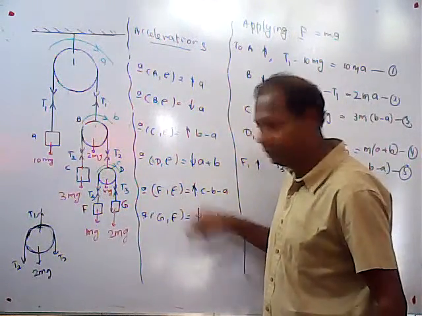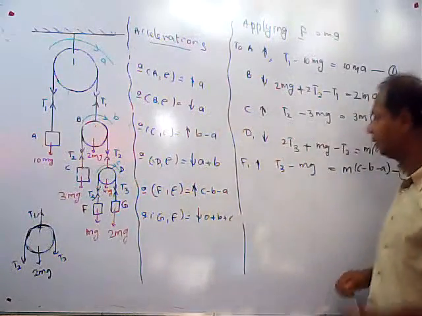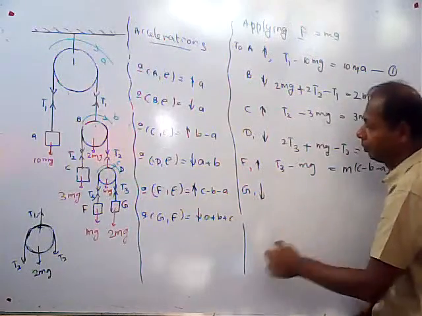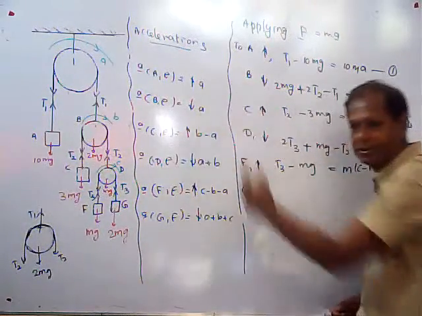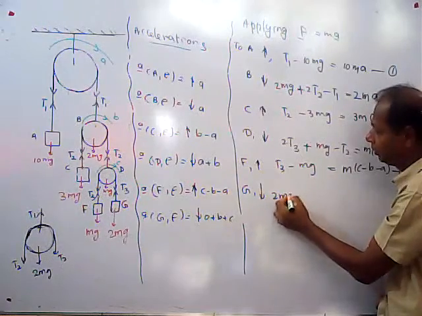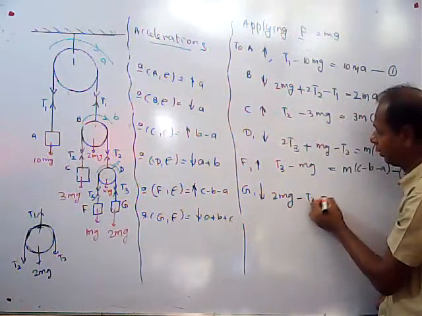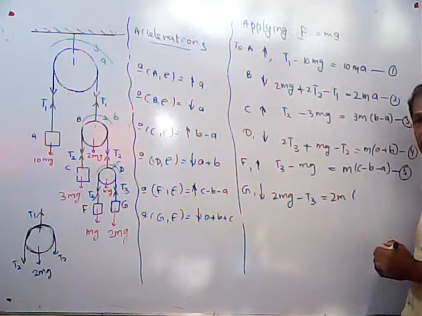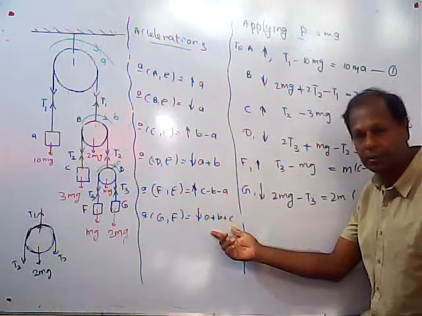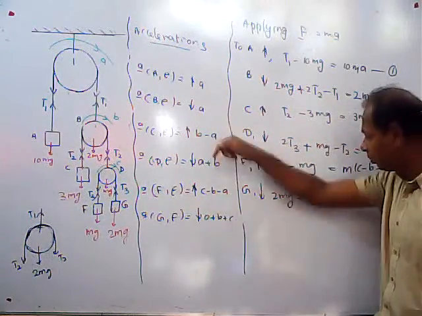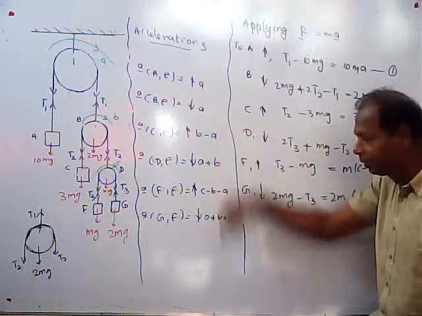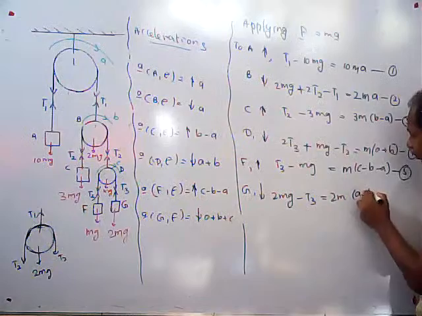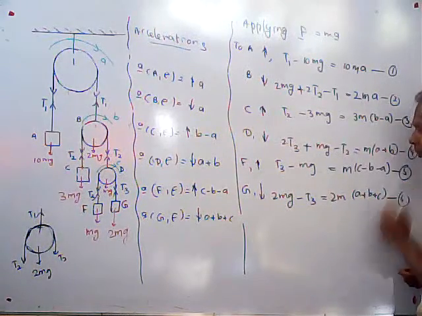For G, we apply the downward direction, right? G downwards: 2mg minus T3. 2mg minus T3 equals 2m is the mass. Acceleration we have written here, right? Measured downwards, it will be a plus b plus c. Equation number 6.